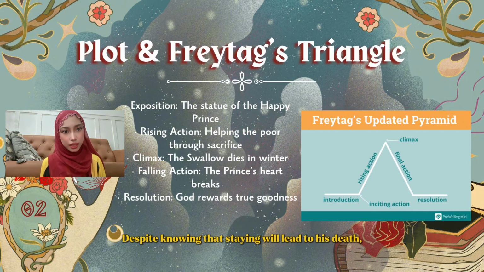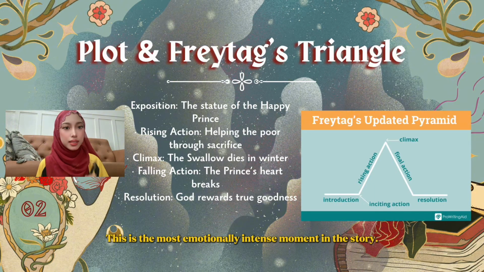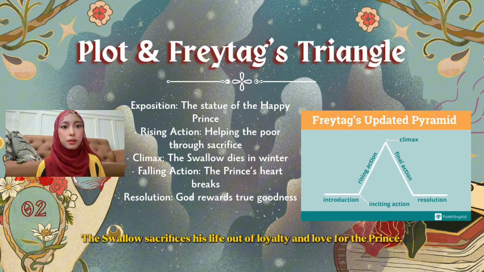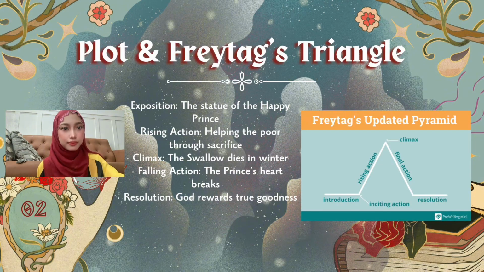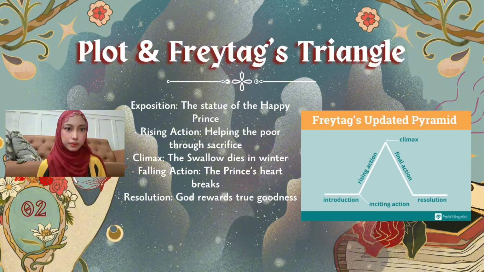Despite knowing that staying will lead to his death, the swallow chooses to remain with the Happy Prince. This is the most emotionally intense moment in the story. The swallow sacrifices his life out of loyalty and love for the prince. When the swallow dies at the feet of the statue, the Happy Prince's lead heart breaks into two.